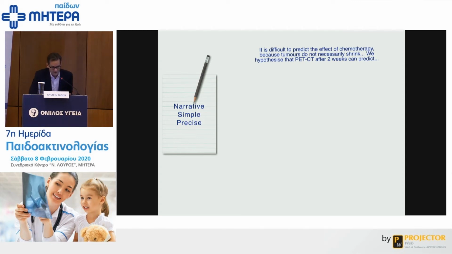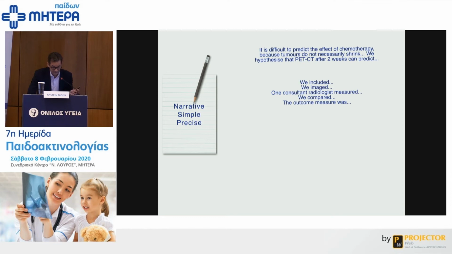Thanks. Okay, so this is the article. I've just invented this for the occasion. It is difficult to predict the effect of chemotherapy because tumors do not necessarily shrink. We hypothesize that PET-CT after 2 weeks can predict ... Okay. That's the introduction. So you have a background and you have a hypothesis. Short and sweet and interesting and important.